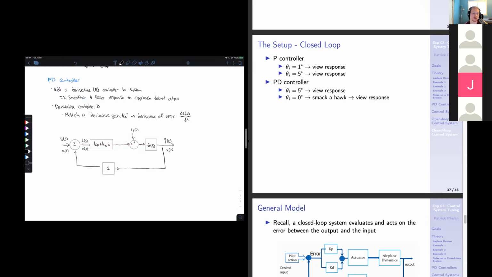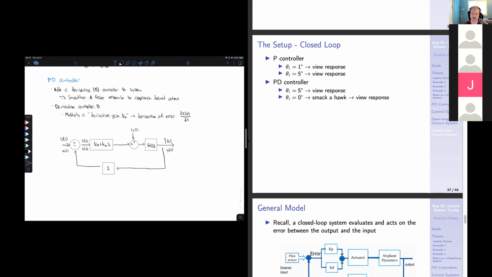All right, so we're going to do that. And then we're going to implement a PD controller. So we're going to add in our derivative gain, and we're going to have an input angle of 5 degrees, view the response. And then we're going to have an input angle of 0 degrees, have a hawk strike the plane, and then view the response.